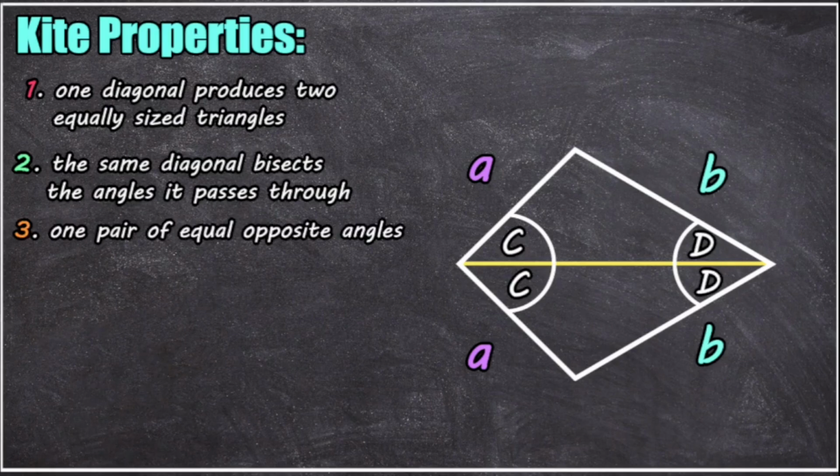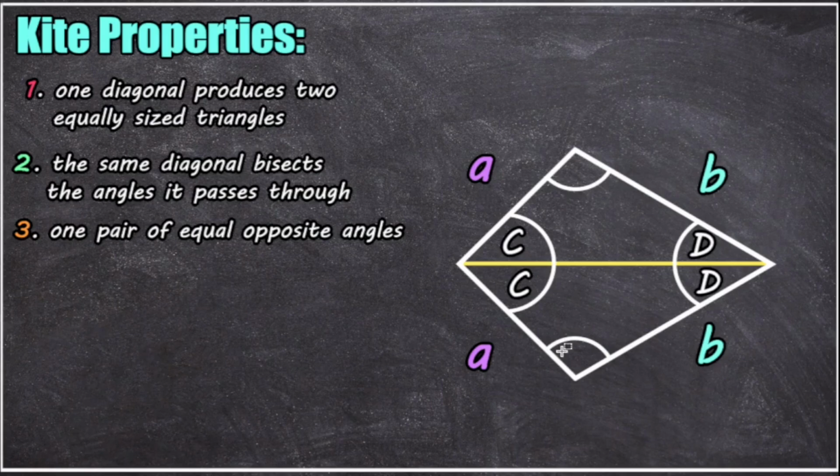Let's move on to the third property, and that is that kites have one pair of equal opposite angles. This is not difficult to demonstrate. You simply have to remember that the two triangles are identical, and so corresponding angles must be identical. The only angles in the triangles that we haven't considered are the angles that are opposite the base in each triangle.